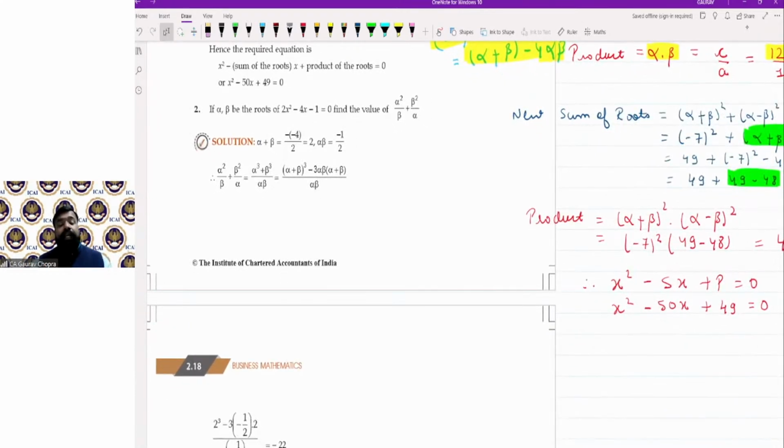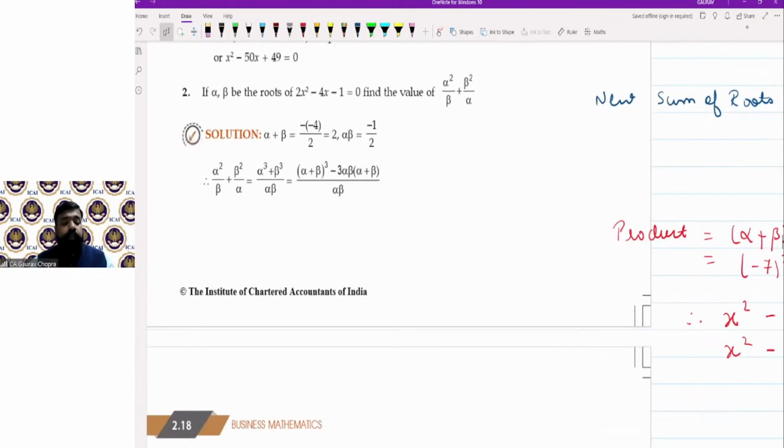Now second question पर चलते हैं. Now in second question, what is the requirement? If alpha and beta are the roots of the given equation, then find out the value of alpha square by beta plus beta square by alpha. ये हमें find out करना है.